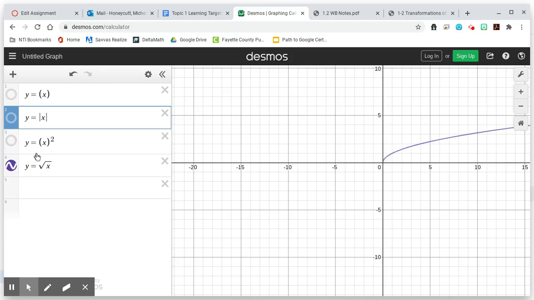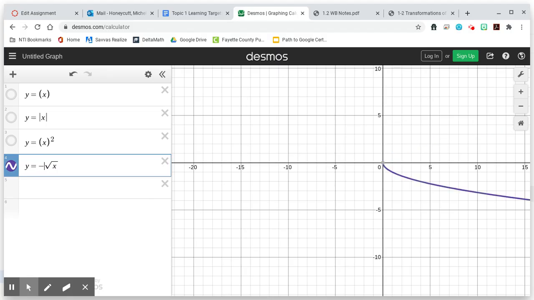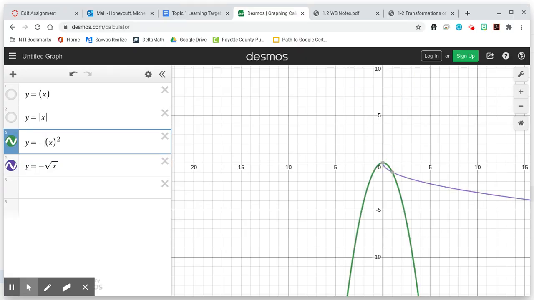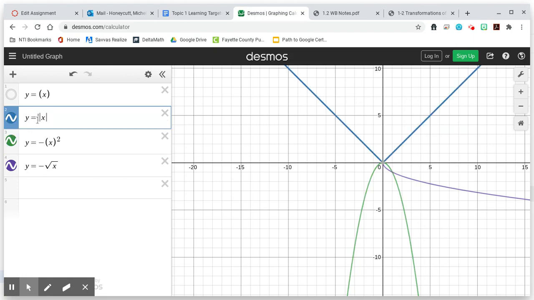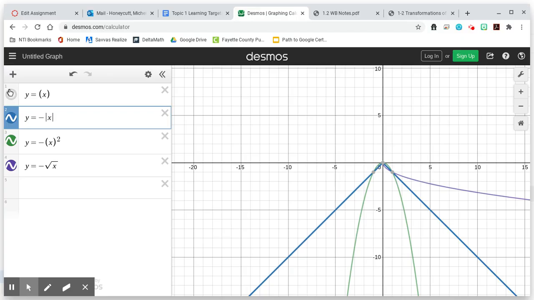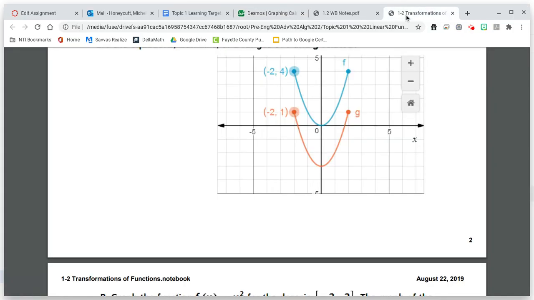Okay, so here's my parent function. What happens if I put a negative in front of the entire thing? It went upside down. What about with the parabola? Put a negative in front. It goes upside down. Will it happen with the absolute value? I bet it will. Upside down. And then the line, reflected, goes upside down. We call that going upside down a reflection across the x-axis because every single point that was above shifts down across the x-axis. So add that one to your notes.